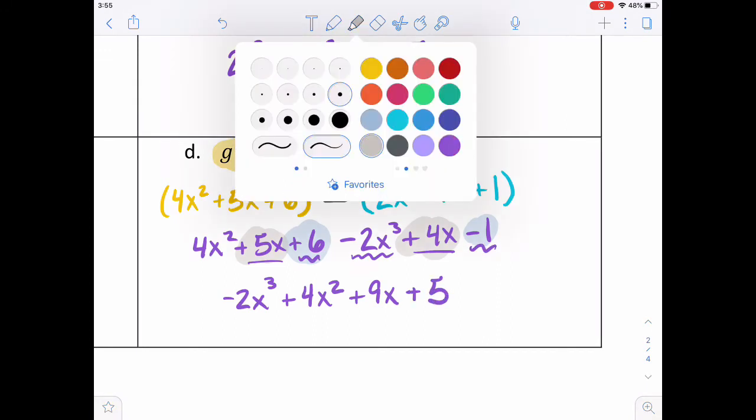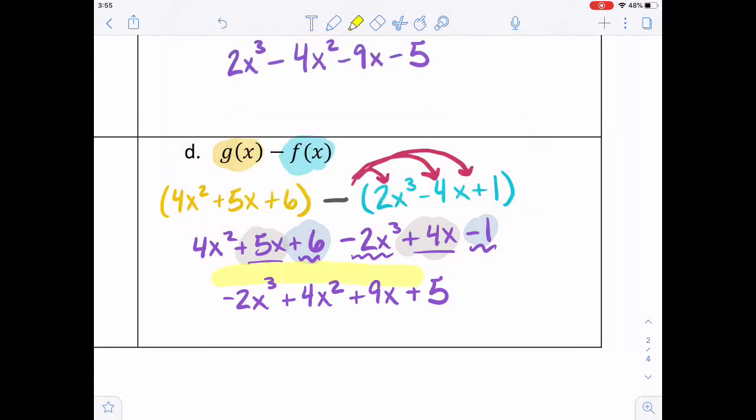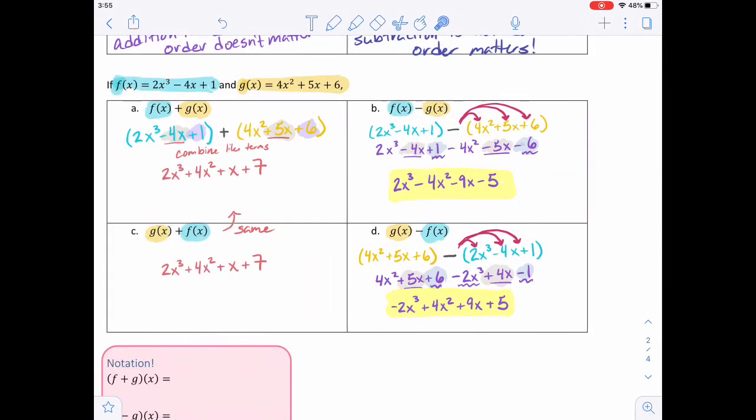Now let's take a look at what happened. So these were our two subtractions. And if we notice, 2x cubed, negative 2x cubed. Negative 4x squared, positive 4x squared. Negative 9x, positive 9x. Negative 5, positive 5. Like we saw earlier, it's just a difference of signs. All of our signs change when we flip the direction of our subtraction.